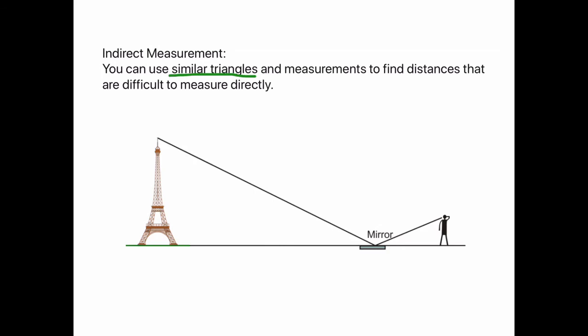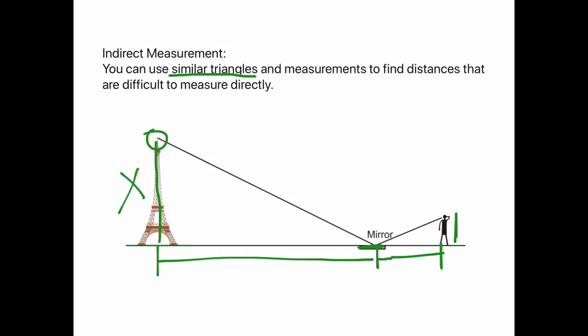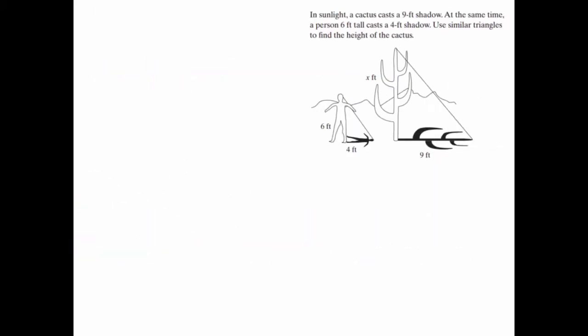For example, we may not know how tall this Eiffel Tower is. However, we will know how tall we are. And if we put a mirror down here on the ground and look at the top of the Eiffel Tower through the mirror, we now know how tall we are. We know how far away we are from the mirror. We can measure how far away we are from the tower, and we can use similar triangles to figure out how tall the tower is. You can also do this using shadows like they do in your practice.